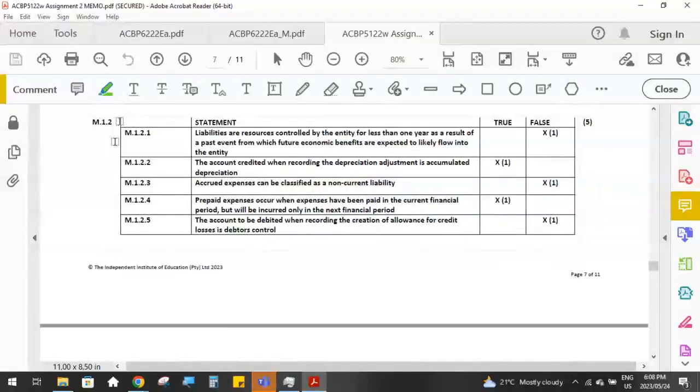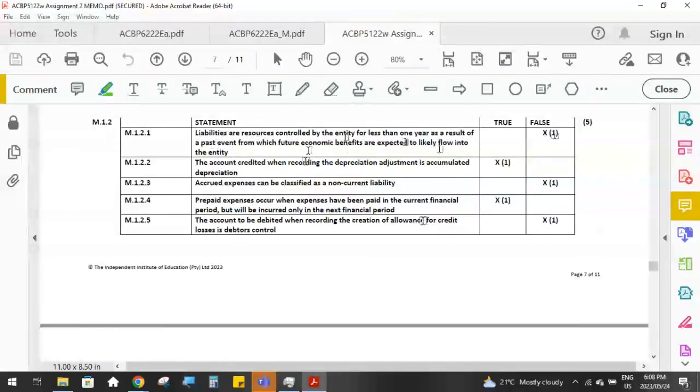All right, then the second part of the question, this was the true or false one. Liabilities are resources controlled by the entity for less than a year as a result of a past event from which future economic benefits are expected or likely to flow into the entity. So obviously there they've really muddled a lot of different things together, and that is false.